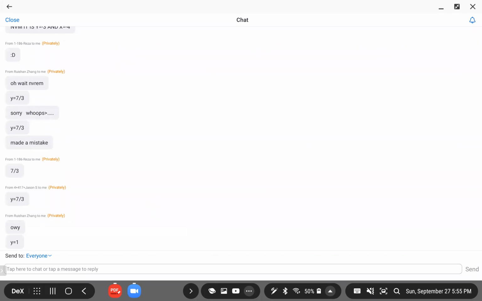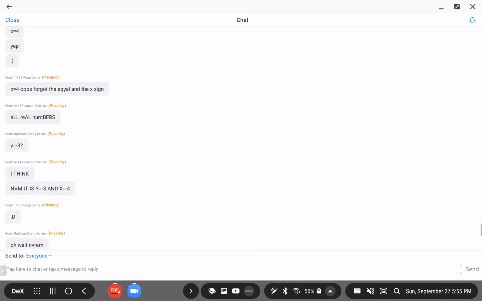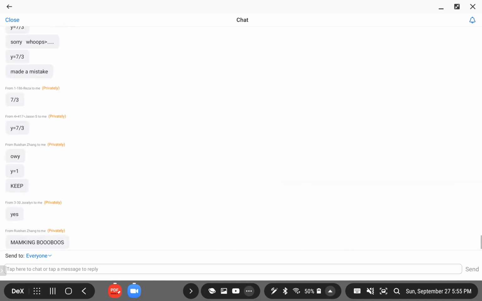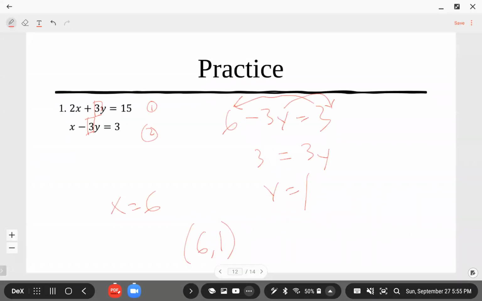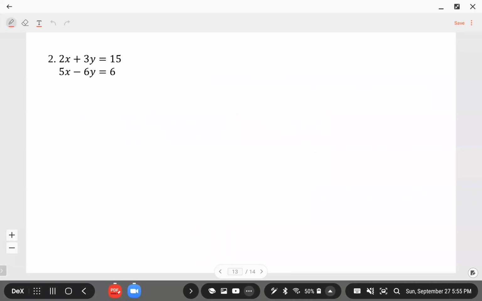Very good for those who tried. Now the next one. This one is a bit trickier, and this one I'm actually going to walk you through. This is a very interesting one because you can subtract all day long, you can add all day long, and you're never going to eliminate one variable.